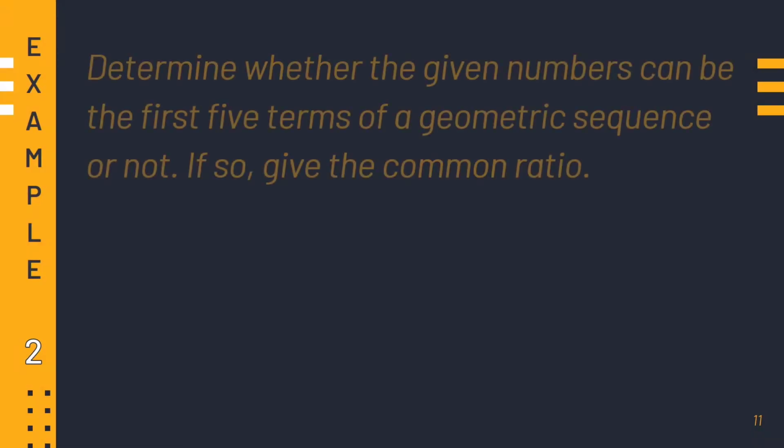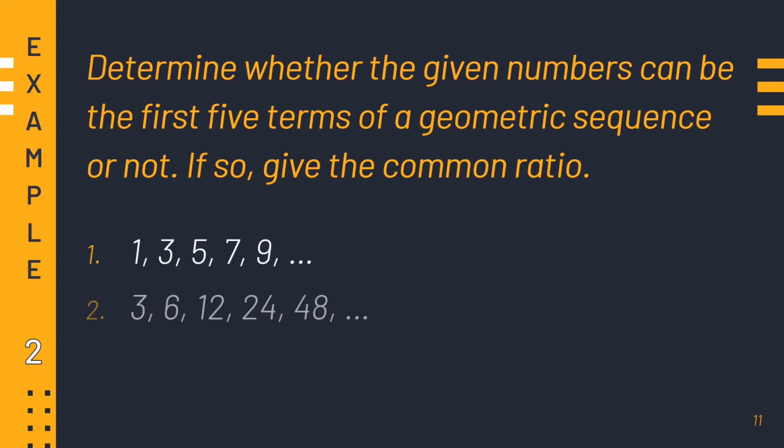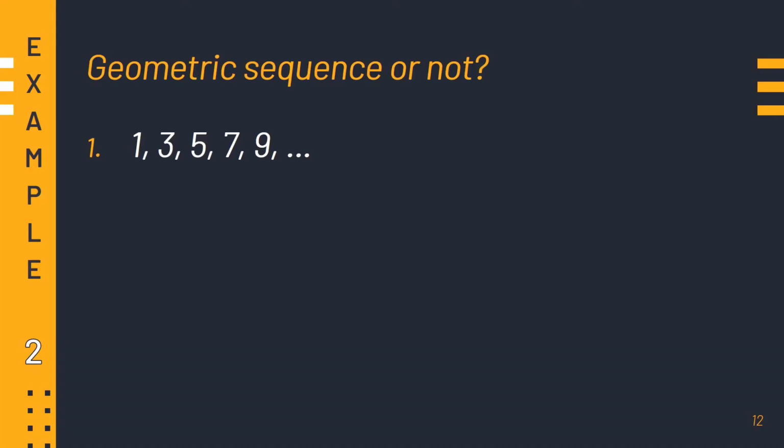Let us take another example. Determine whether the given numbers can be the first 5 terms of a geometric sequence or not. If so, give the common ratio. First set, we have 1, 3, 5, 7, 9, and so on. For us to know if it is a geometric sequence, let us determine if it has a common ratio.